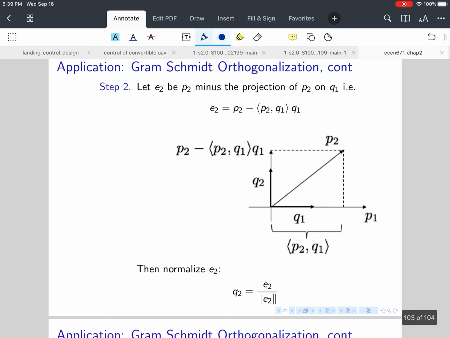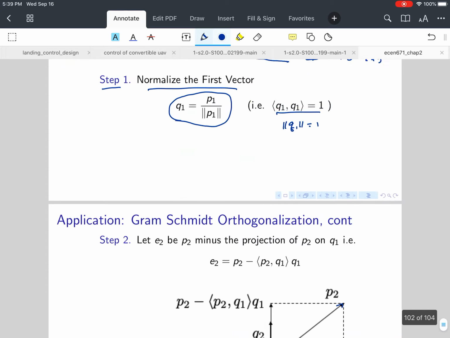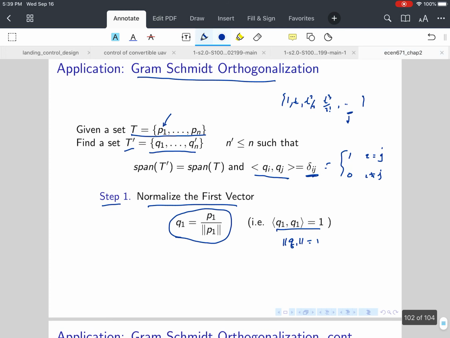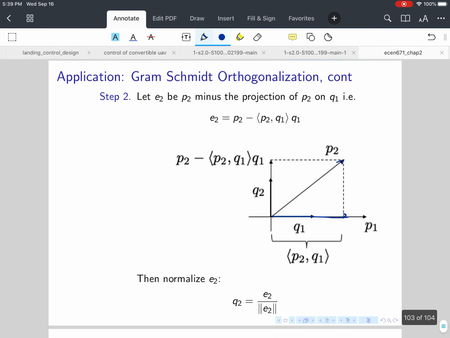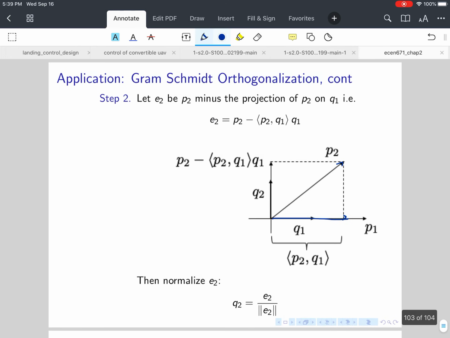What we're going to do is construct Q2. So here's P1 and here's P2. We assume that this original set T is linearly independent. In fact, Gram Schmidt orthonormalization will tell you if they're not. All right, so we have P1, we've normalized it to get Q1, and now let's look at P2.